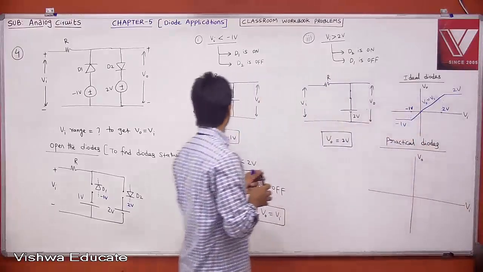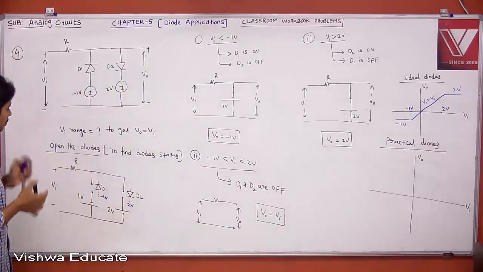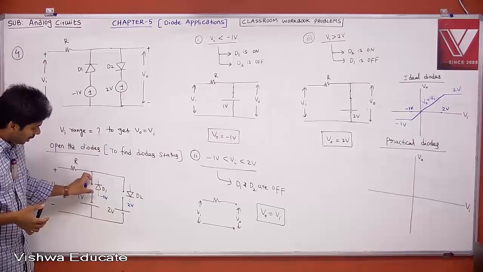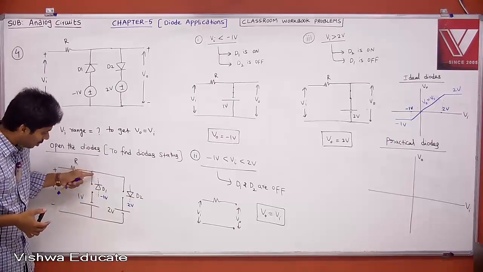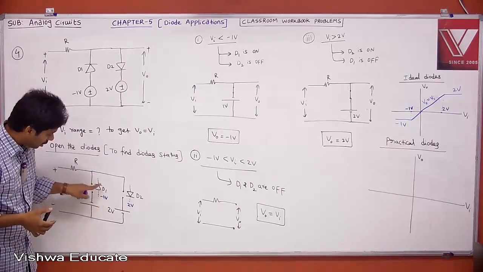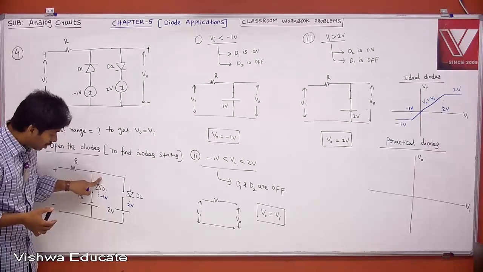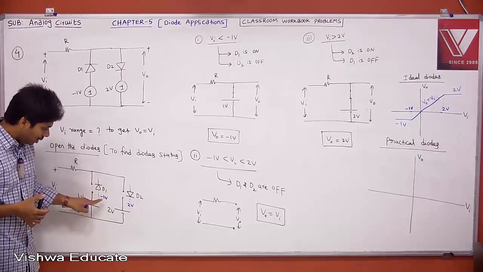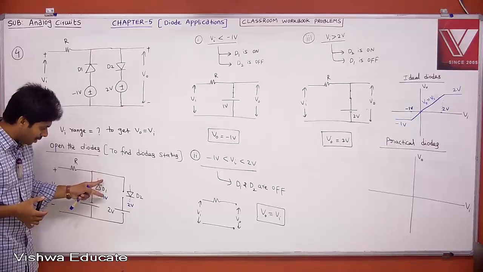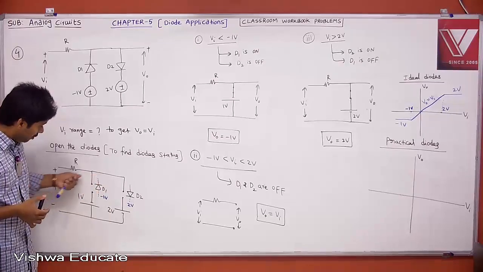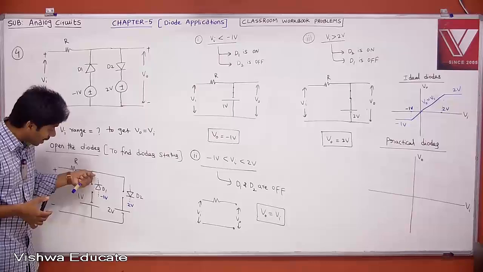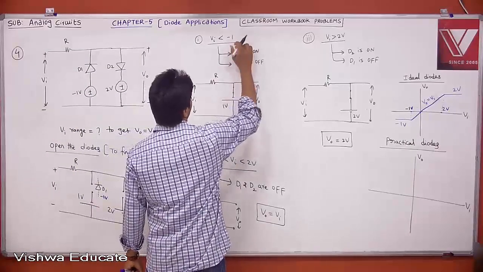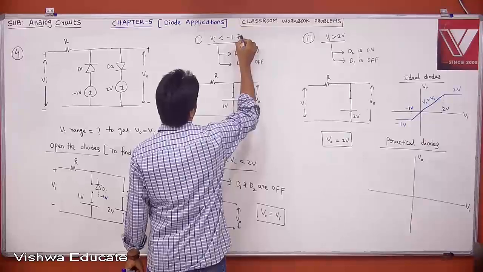Now let me correct something. This is true, but when this is minus 1, at least we need a 0.7 voltage drop. When I say this is minus 1, it should be minus 1.7. Only when it is minus 1.7, then minus of minus 1.7 gives 0.7. Therefore, instead of minus 1 for the ideal diode, now we have to say minus 1.7.